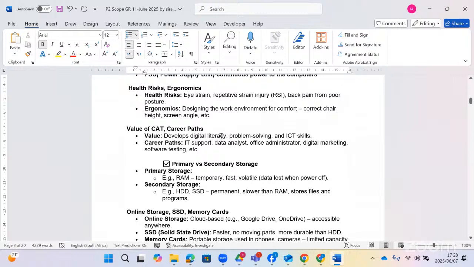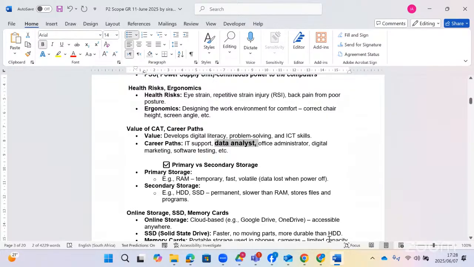This is a growing career that I will encourage most of you to also take into this path. Very, very good. If you're a data scientist or data analyst, you easily get a job. Office administrators, digital marketing, software testing, computer scientists, software engineering, and so on. So there are so many career paths that you can also form part of.